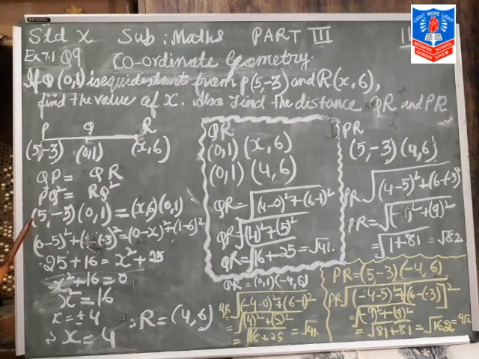Okay, PQ square. So first P is (5, -3), Q is (0, 1). RQ: R is (x, 6), Q is (0, 1). Now here, 0 minus 5, and 1 minus minus 3, so minus into minus is plus. So 5 square is 25, and 1 plus 3 is 4 square, so 16. Here x square and here 5 square directly.